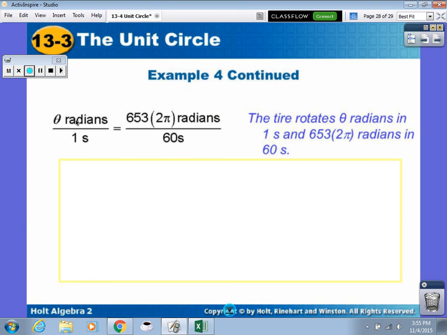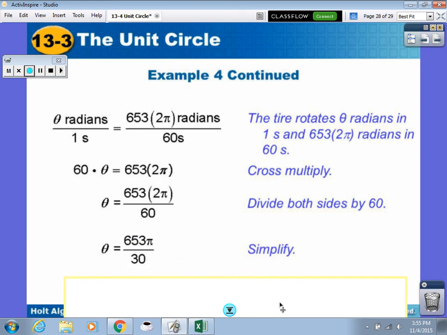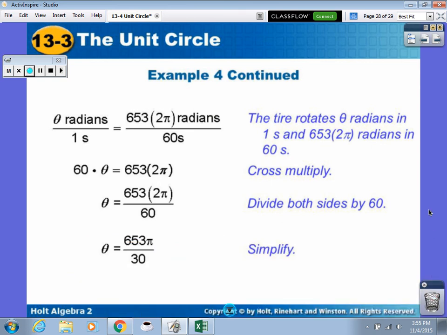Our angle theta in radians per second is equal to 653 rotations times 2 pi, which is the amount of a single rotation. So we've got 653 2 pi's, and we're going to divide that by 60 seconds, because that's what they were asking for in a minute. We end up with our simplified form of 653 pi over 30.